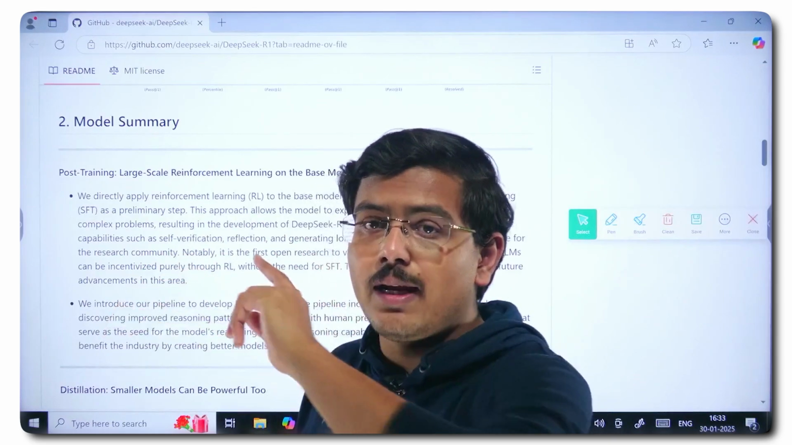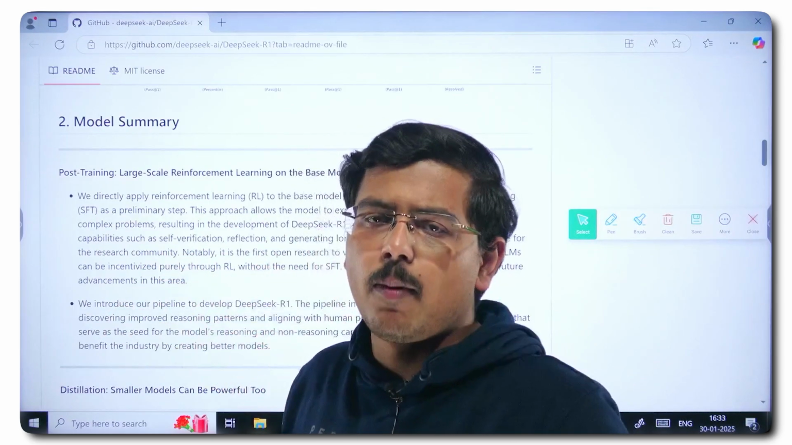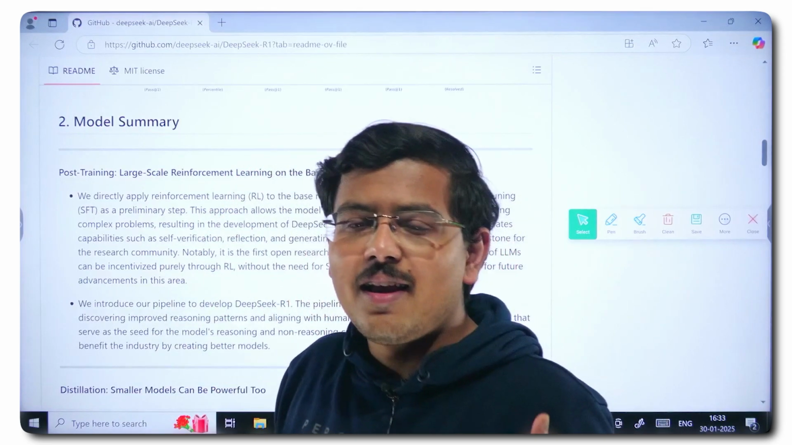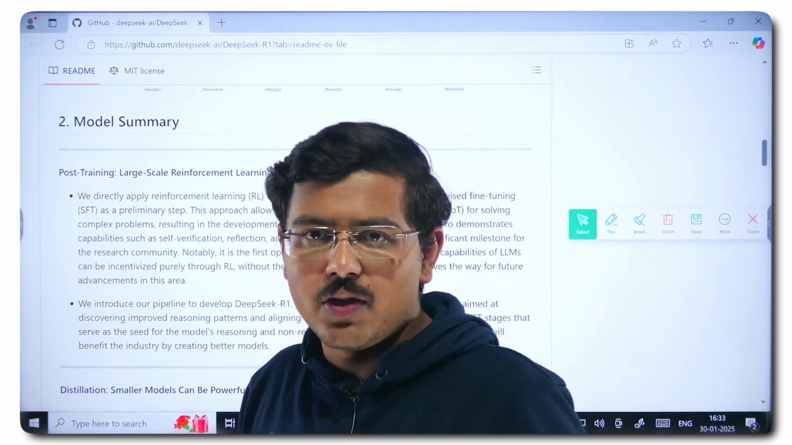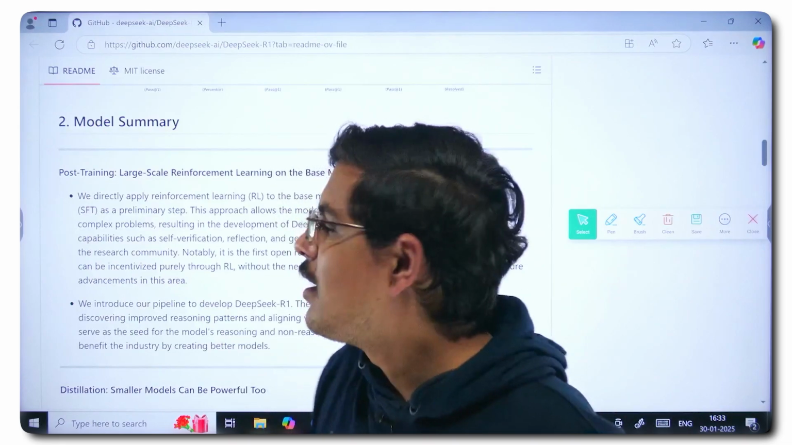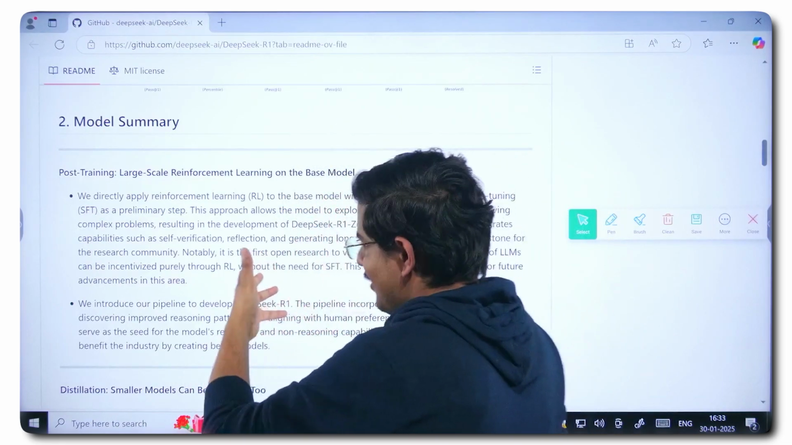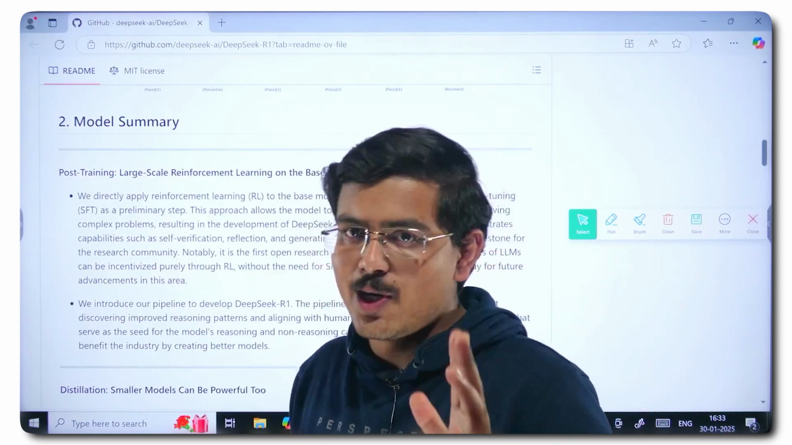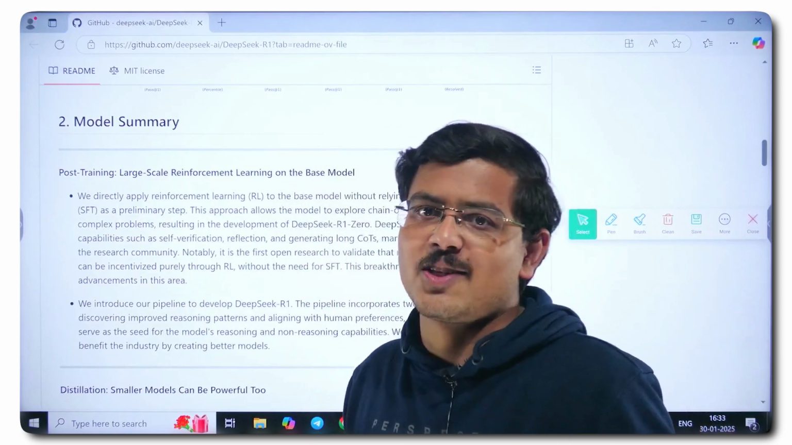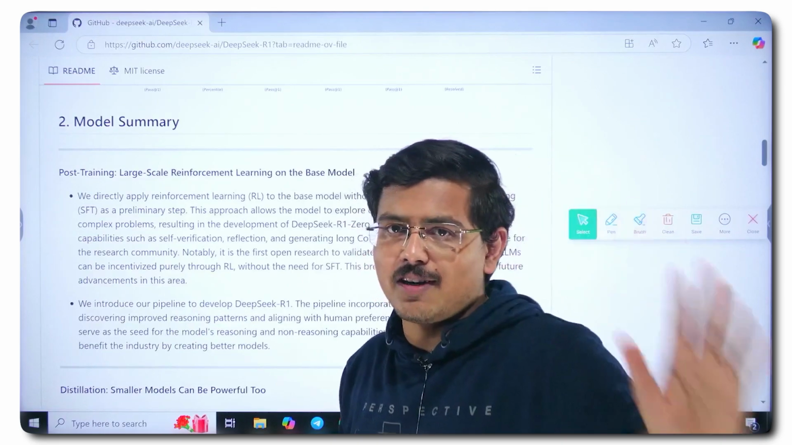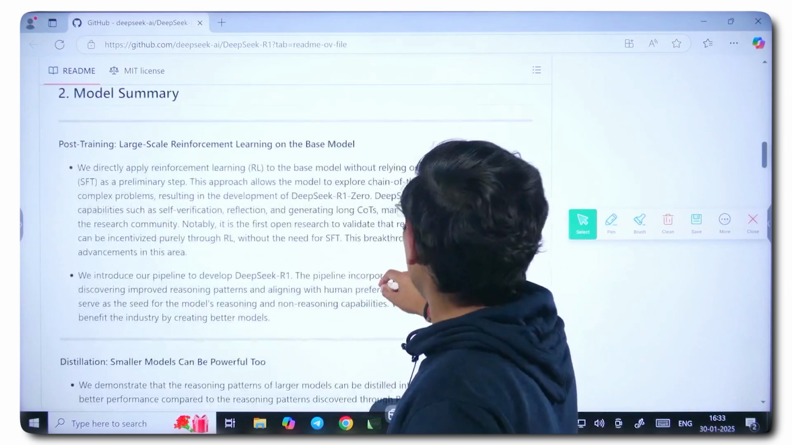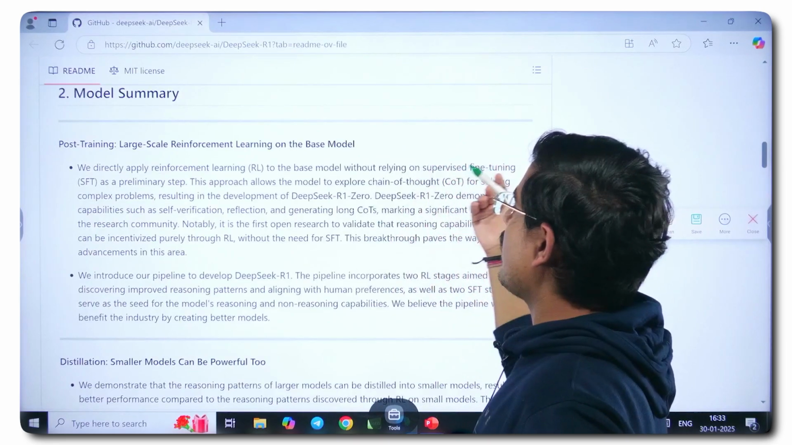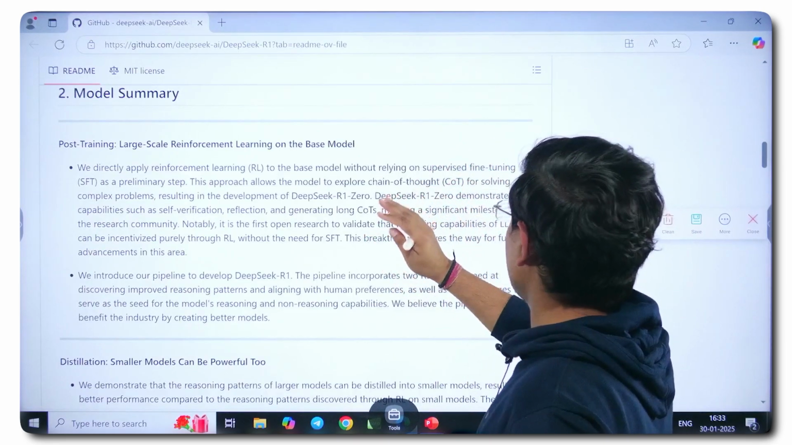And now I'll show you one square root problem, one problem of mathematics that they were trying to solve. And there, in an anthropomorphic manner, which is a human-like manner, they tried that, let's see what the model will respond. Model responded like a human. I'll show you. That's clearly detailed in the research paper. That was the aha moment of this DeepSeek AI. Fine. So it helps to explore chain of thought for solving complex problems, resulting in the development of DeepSeek R1-Zero.